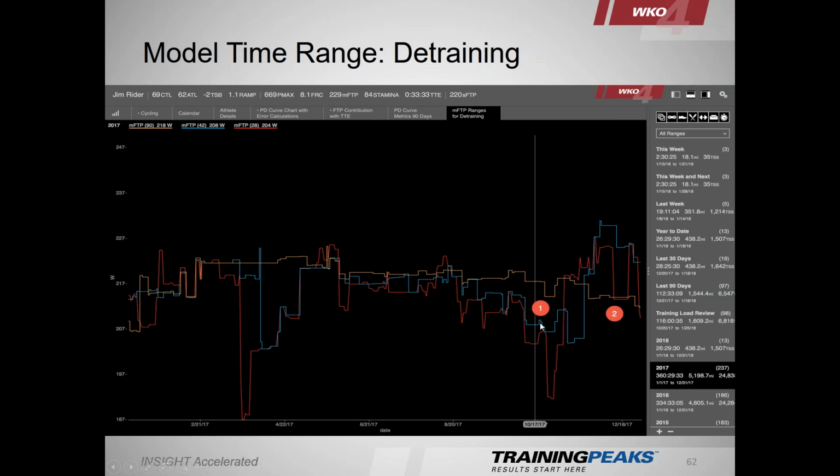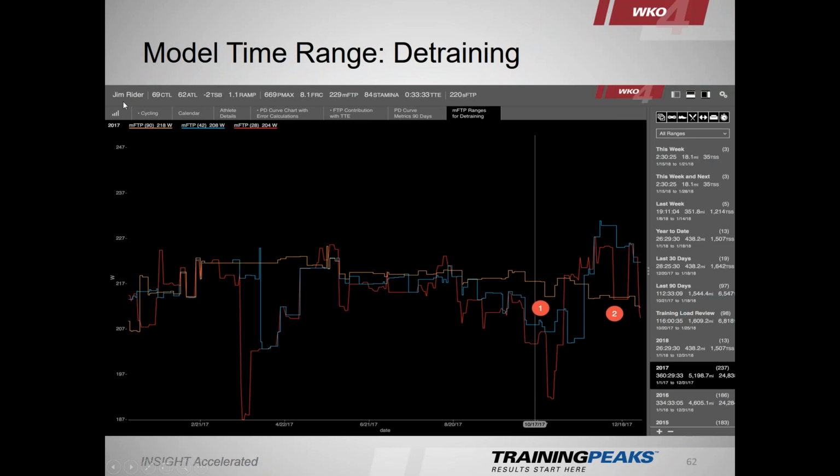You can see this athlete stopped training in here. They stopped training, probably right here, right? So they're detraining. You can see that the 42 and 28 days give me a little better insight into the decline, whereas the orange, the 90-day, has a slower degradation half-life, right?